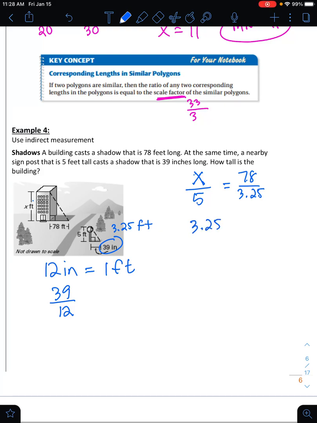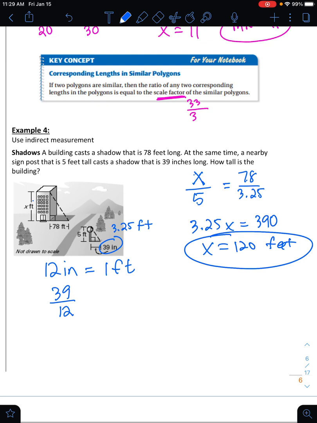All right, so 3.25x equals, so 7.8, or not 7, that's 78. 78 times 5 is 390. So I'm going to divide both sides by 3.25. And I get 120. So x is going to be equal to 120, and our unit here is feet. Okay, so the building is 120 feet tall.